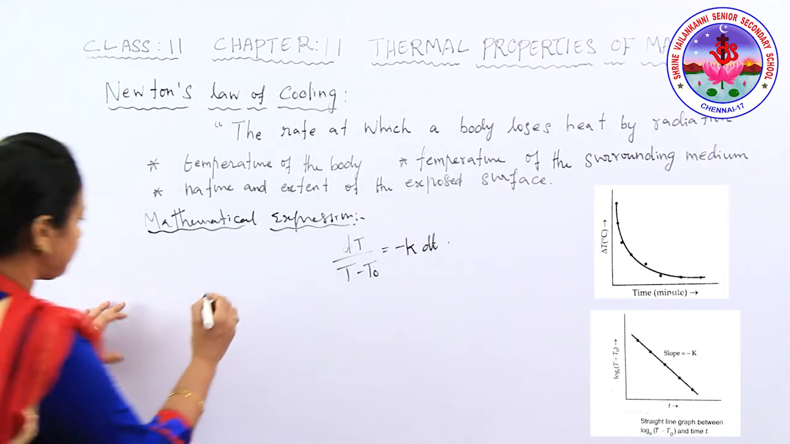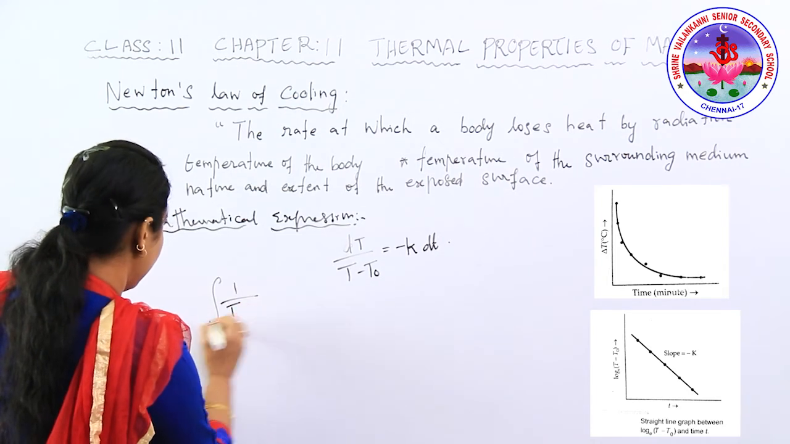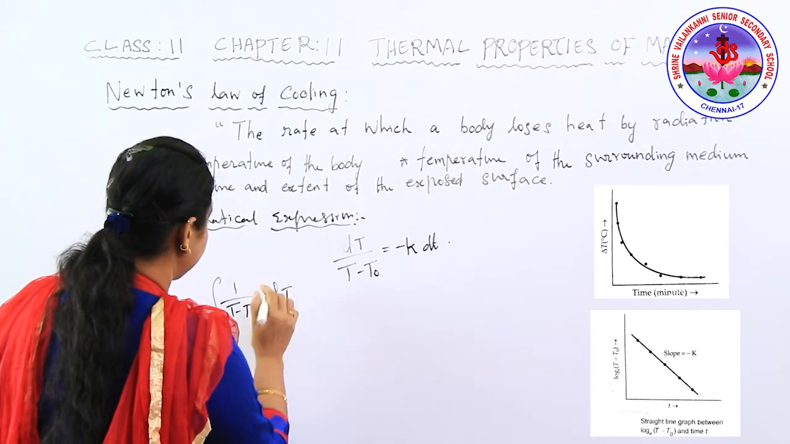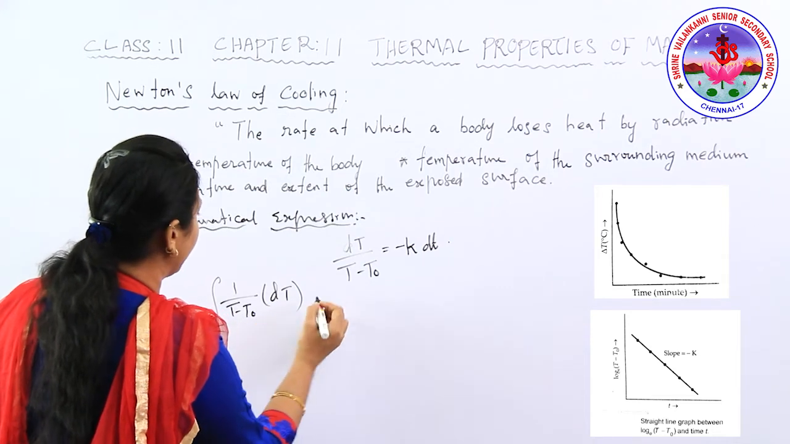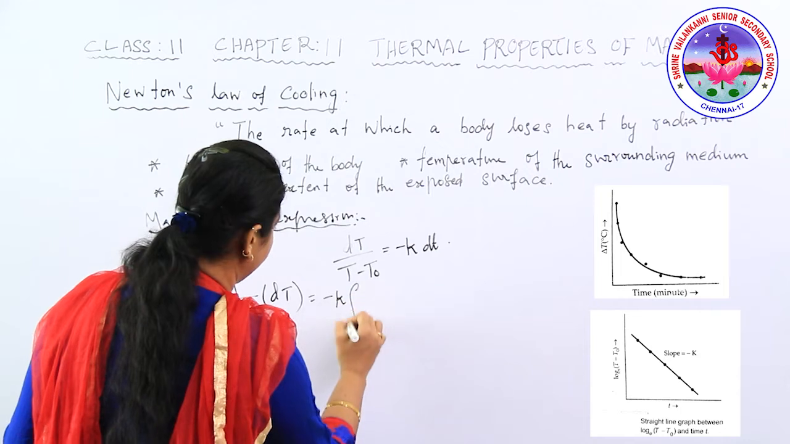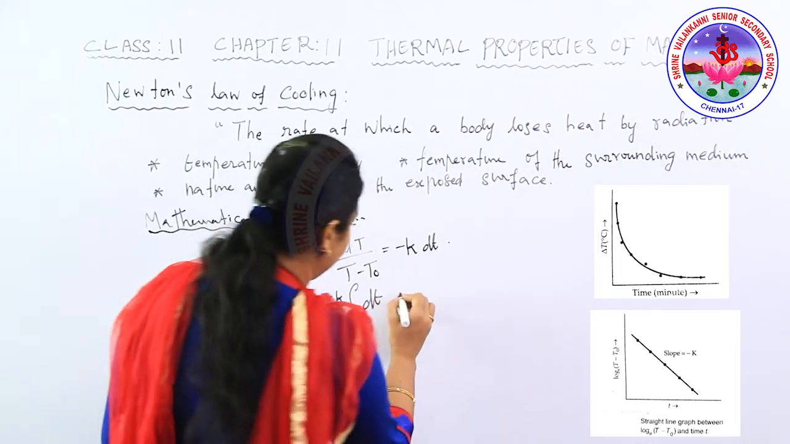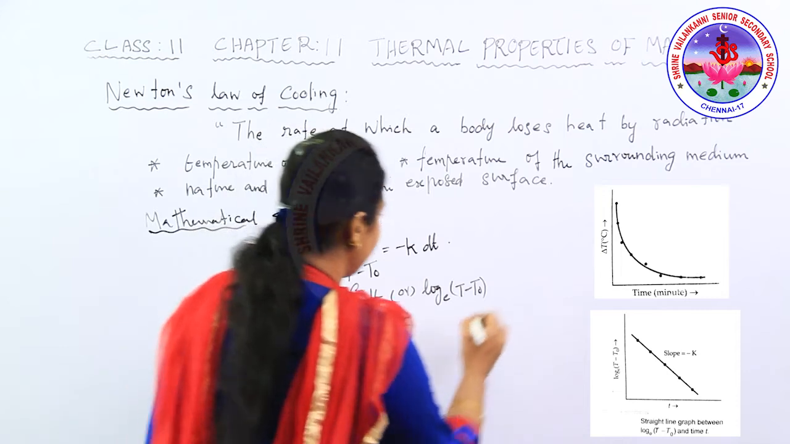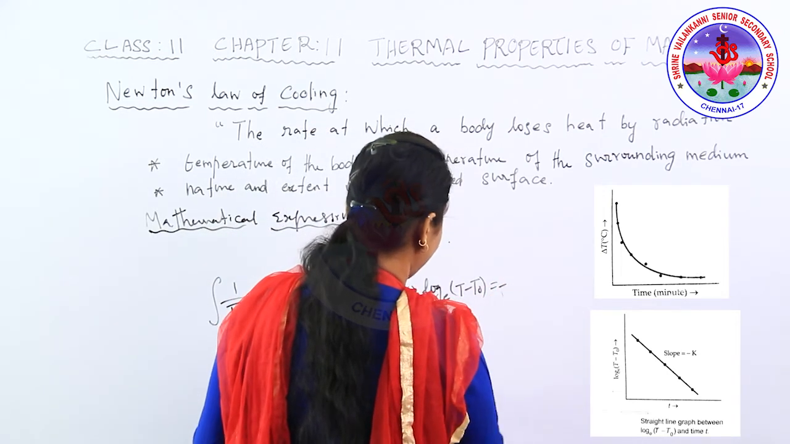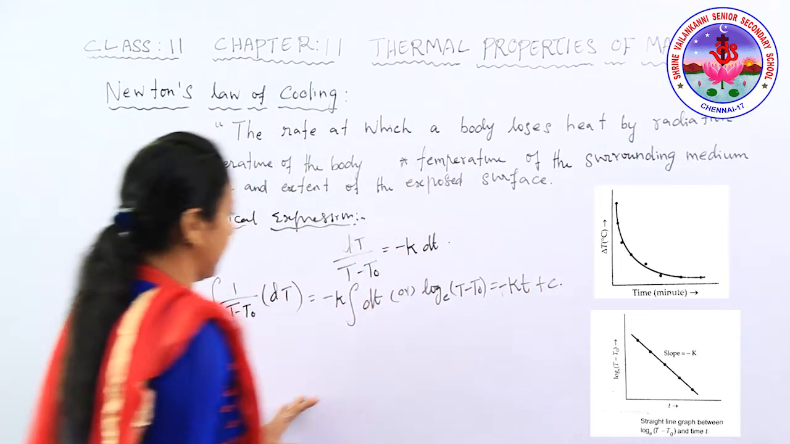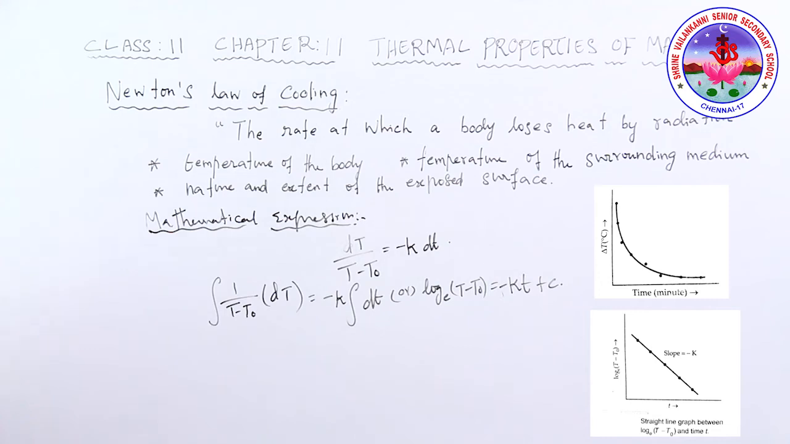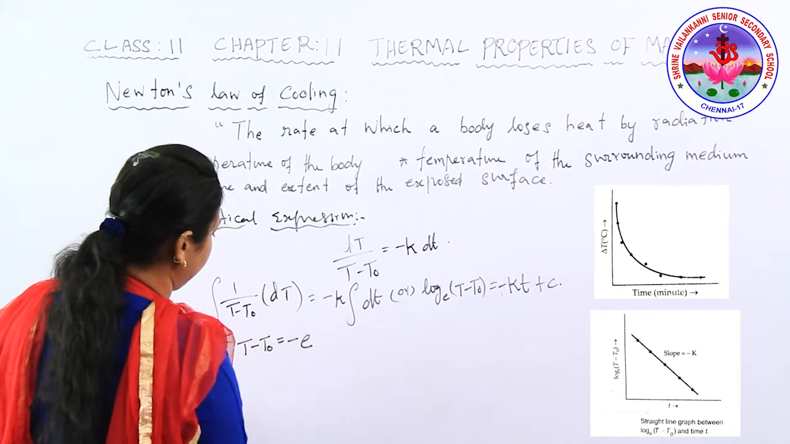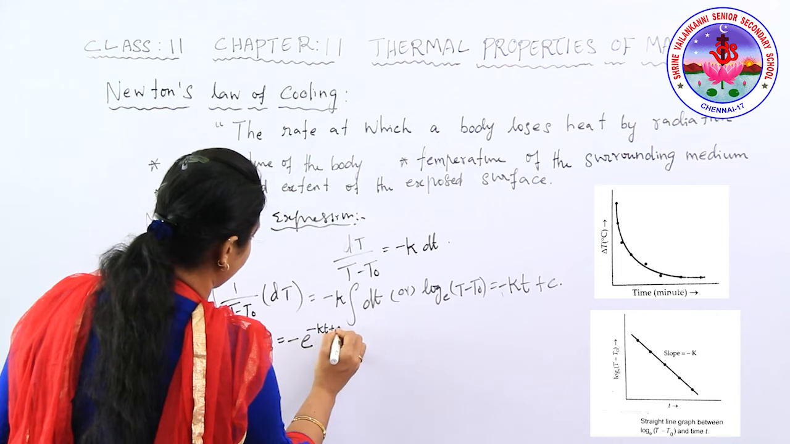So, we'll integrate it. Integration of 1/(T minus T naught) dT is equal to minus k into integration of dt, right? Or we can write this as log base e (T minus T naught) is equal to minus kt plus constant C, right? So, T minus T naught is equal to e to the power minus kt plus constant.